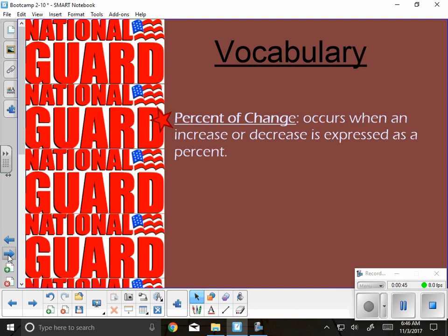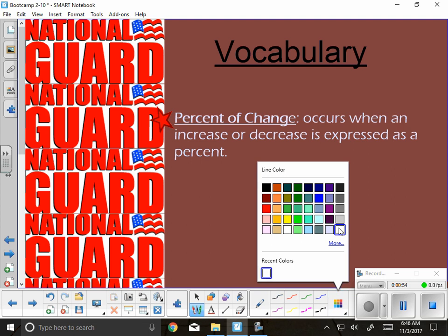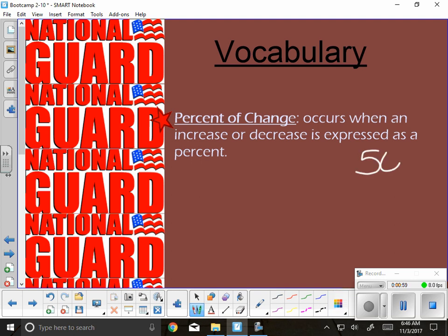So to start off, we have our last vocabulary word, which is percent of change. This says it occurs when an increase or decrease is expressed as a percent. A hint or characteristic of this could be, let's say you're going shopping and one of your favorite pairs of jeans are originally $50. Well, if they're 25% off, you can figure that out by doing the percent proportions and percent equations that we're going to be doing in a minute. But this would be a hint or characteristic: 25% off, 25% up.